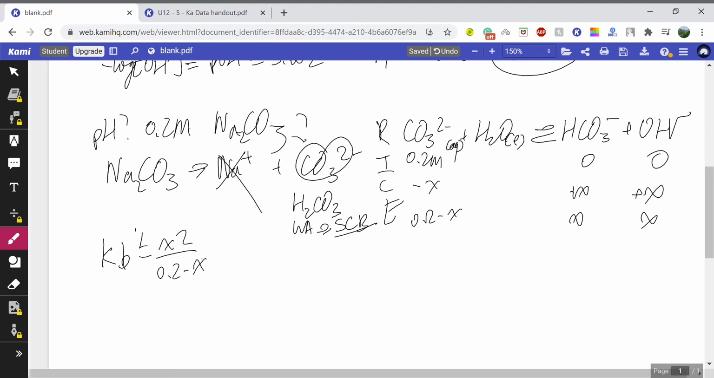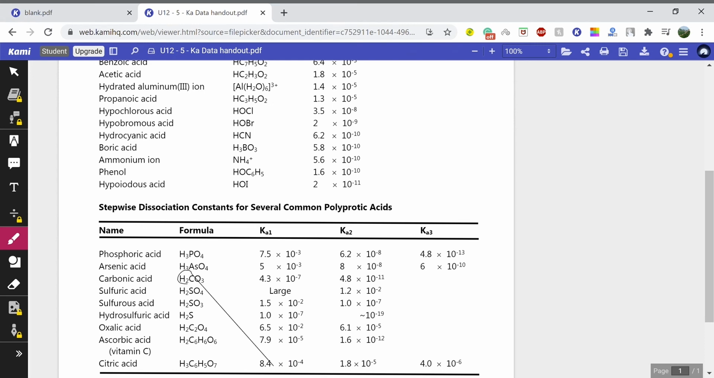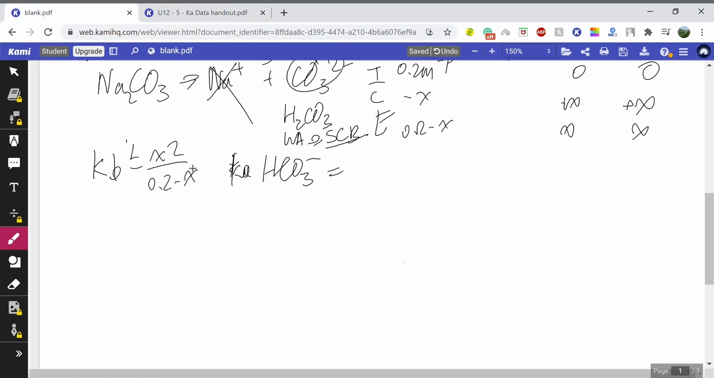Now how do we find Kb? By using the conjugate acid. So HCO3 minus, what is the Ka for HCO3 minus? Now H2CO3 is over here, so it'll be 4.8 times 10 to the negative 11th. I'll explain what K1 and K2 are a little bit after we finish the question. So just know that right now we're going to use 4.8 times 10 to the negative 11th.